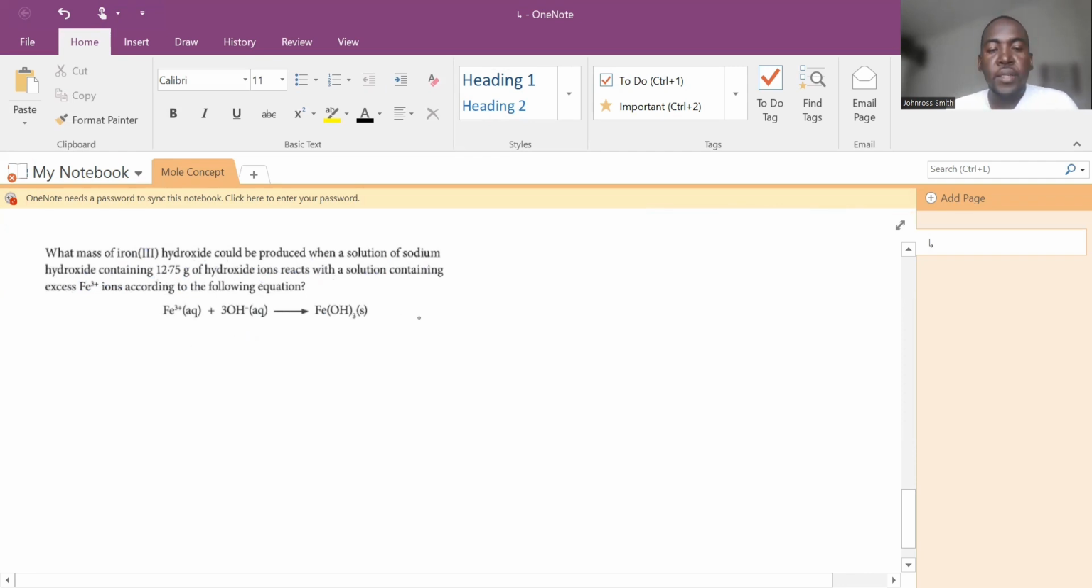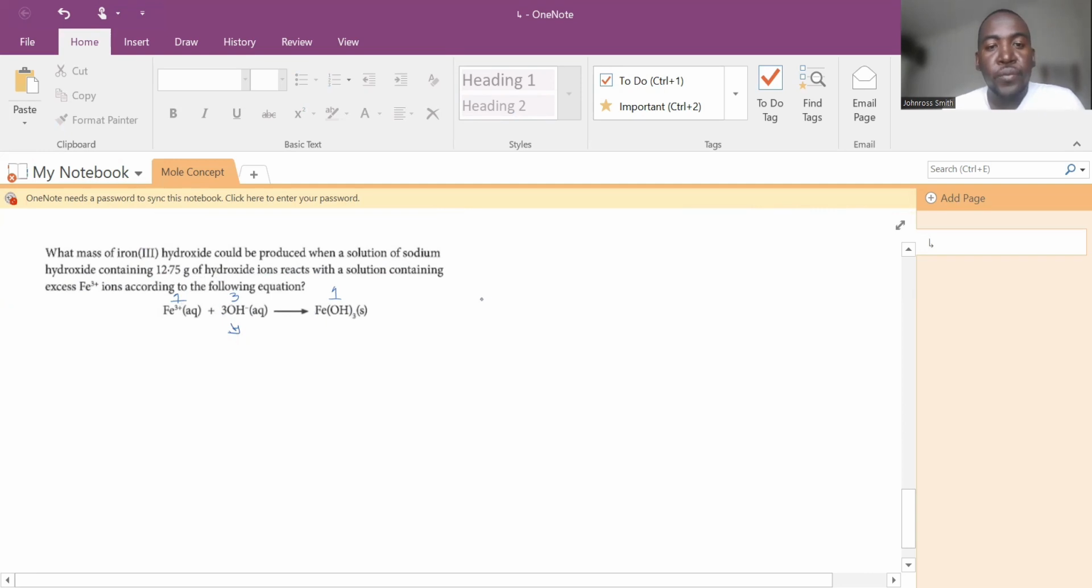All right, so this is an ionic equation. Even though we haven't reached there yet, it will be the same principle that applies. So we notice here that it was 1 mole of the iron 3 ion reacting with 3 moles of the hydroxide to give us 1 mole of Fe(OH)3. So we are given here the mass of the hydroxide ion.